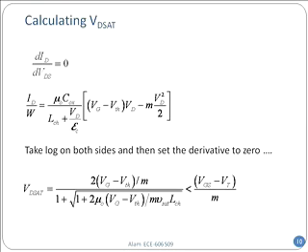Therefore, anytime I have finite L, definitely the denominator would be larger than 2. As a result, the overall expression Vd sat will be a little lower. And that simply says that the current will saturate at a little lower value compared to the square law.